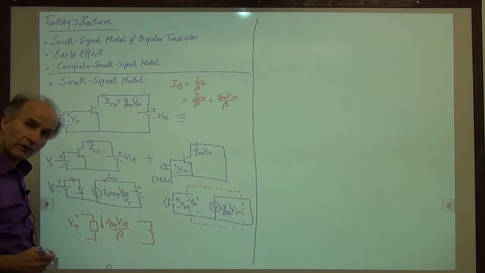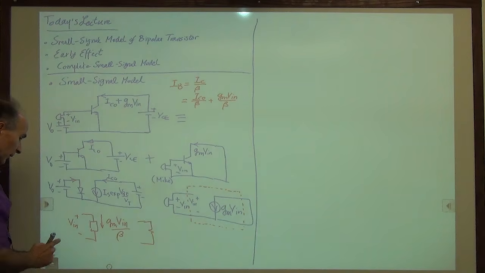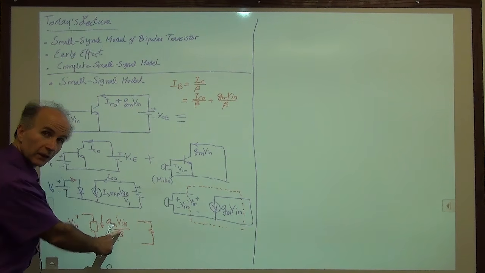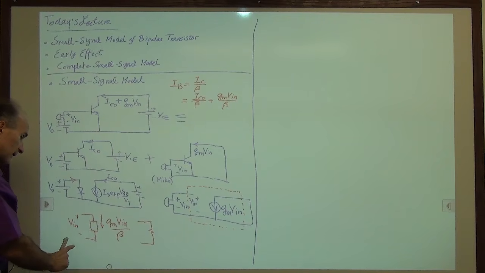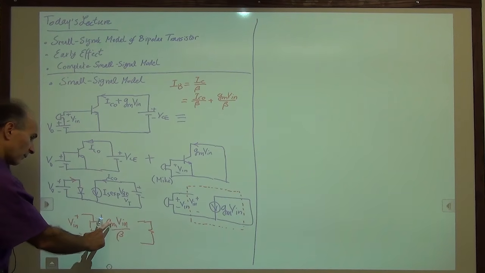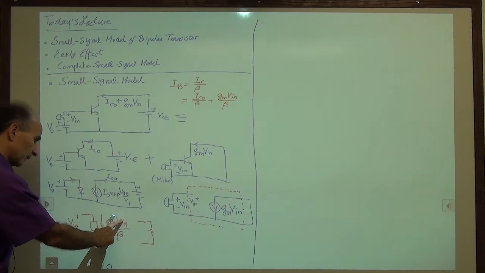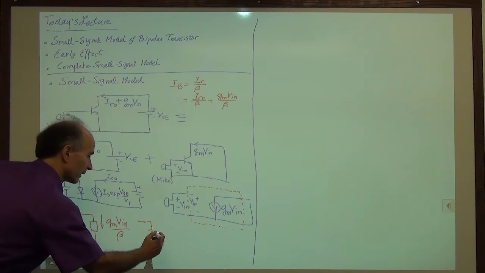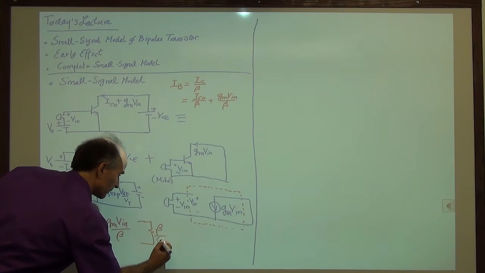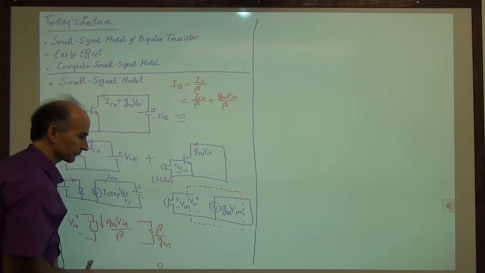And how much is the value of the resistor? Well, that's V, that's I. We divide V by I to get the resistance, right? So you can see that if you divide V in by GMV in over beta, the V ins cross out, and we end up with beta over GM. So the resistance value is beta over GM.